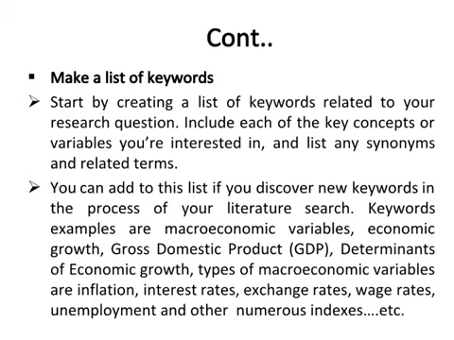Start by creating a list of keywords related to your research question. Include each of the key concepts or variables you're interested in, and list any synonyms and related terms. You can add to this list if you discover new keywords in the process of your literature search. Keywords examples are macroeconomic variables, economic growth, gross domestic product, GDP, determinants of economic growth. Types of macroeconomic variables are inflation, interest rates, exchange rates, wage rates, unemployment, and other numerous indexes, etc.